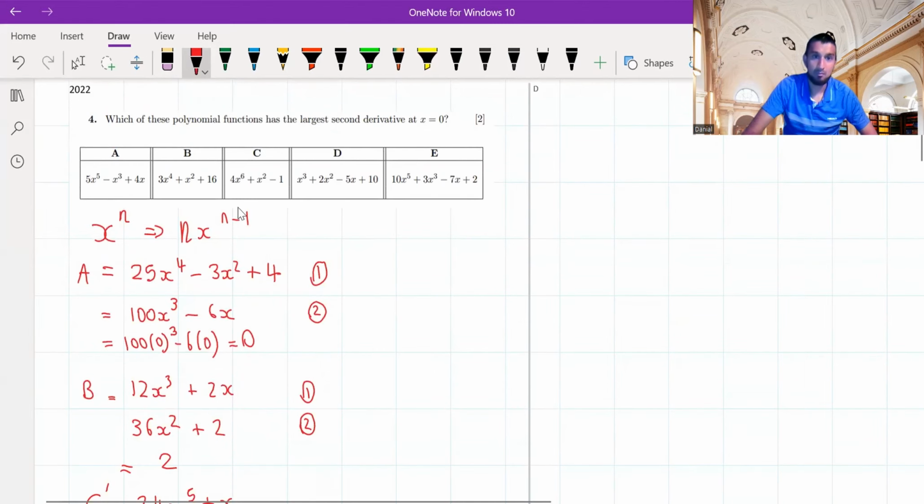So the answer is D because D was 4. Remember, A was 0, B was 2, C was 1. So D is the highest with 4.